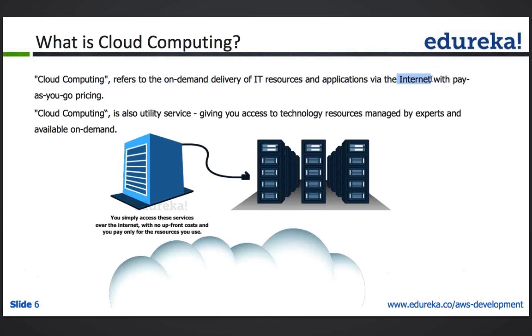Right? So you just need a web browser, you need an internet connection, and you can request computing infrastructure or storage infrastructure. That's the second interesting thing. And lastly, pay-as-you-go pricing. What this means is this is like your electricity bill or your mobile bill, right? So the more you use, the more you pay, and the less you use, the less you pay.